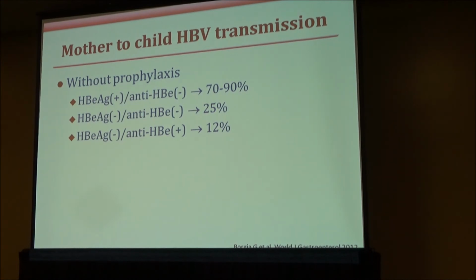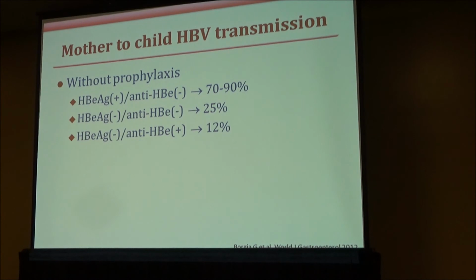So if we don't give any treatment to the baby at birth, which is vaccine and HBIG, we have a transmission rate that varies from 12 to 90%, depending on the mother's status. So the two things in the mom we want to know are their E antigen and their DNA level.